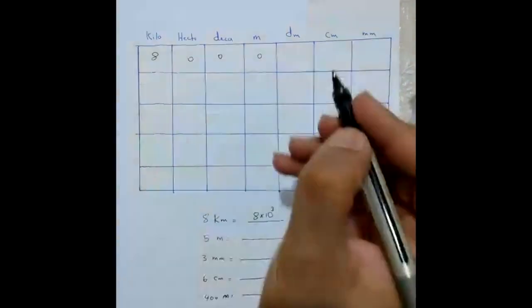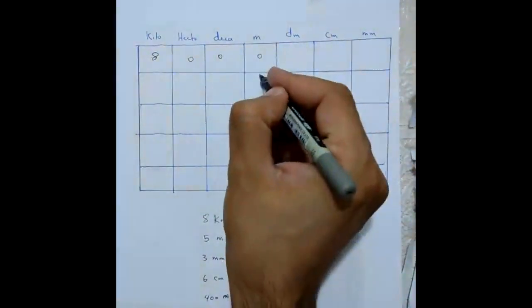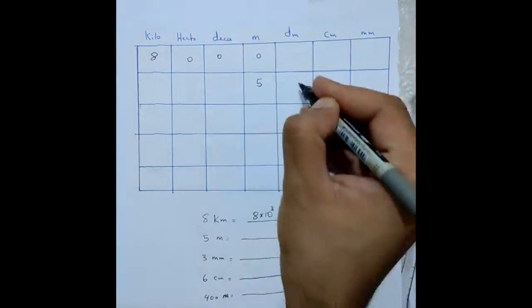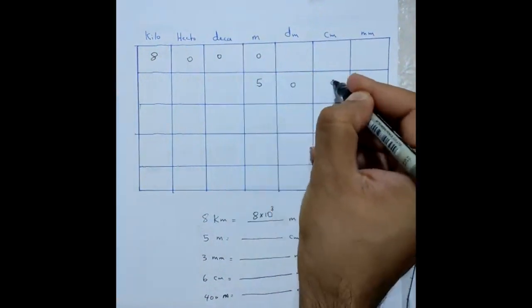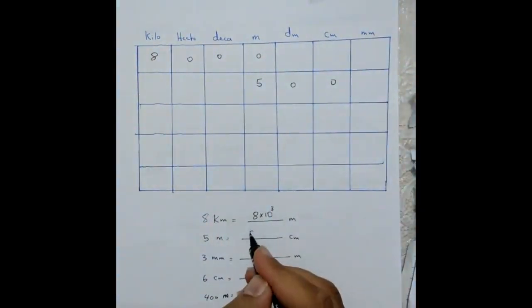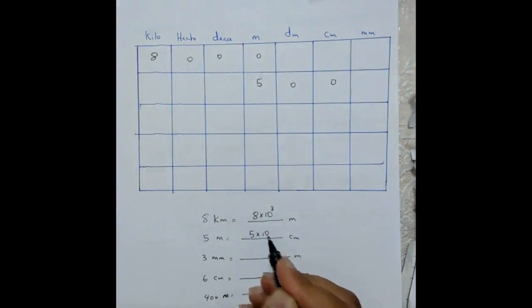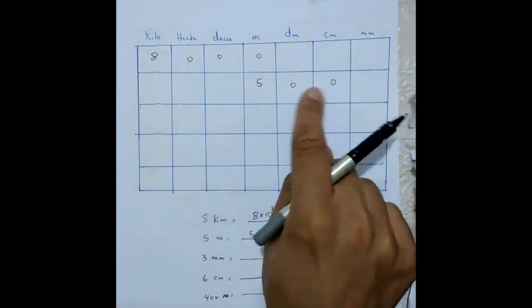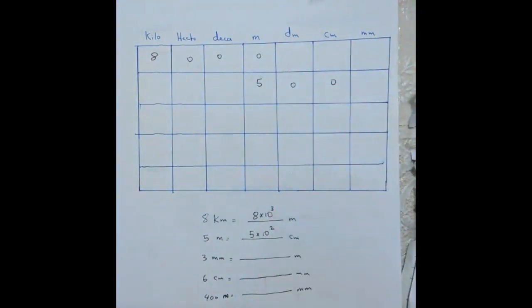5 meter to centimeter, I will put 5 here and 1, 2. So it will be 5 times 10. How many zeros? 2. 10 to the power 2. And that's it.